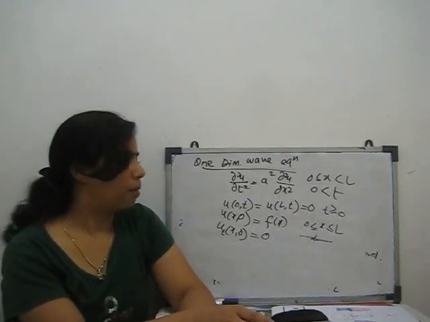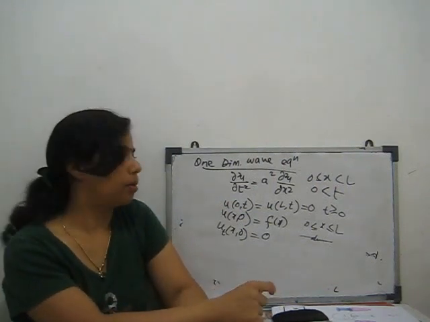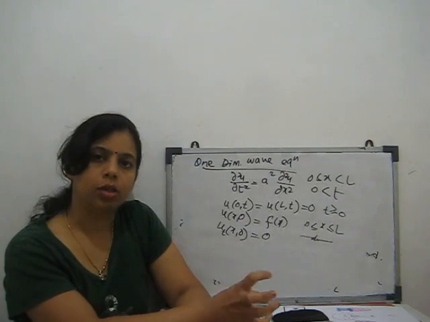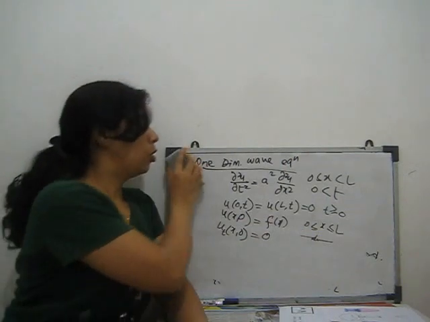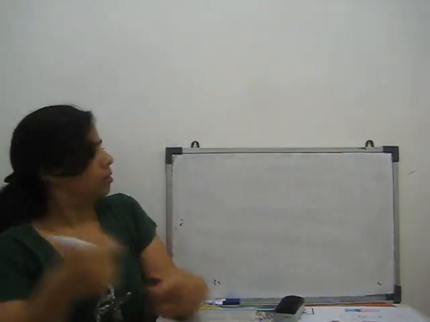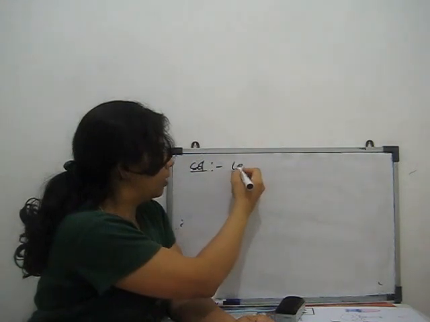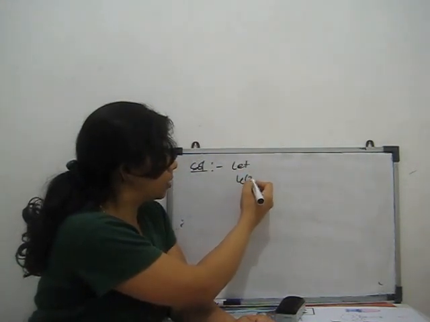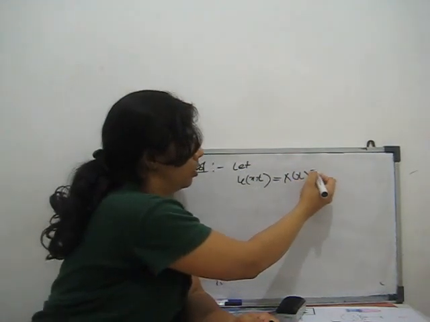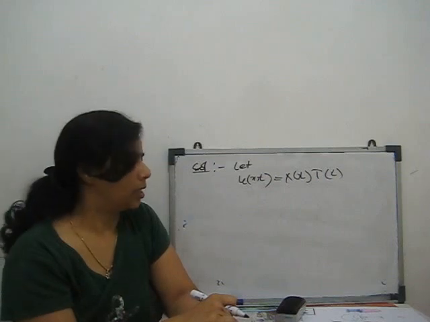Step 1: first we apply the variable separable method. For variable separable, we have to consider that our function u(x,t) is a function of x and t. So let u(x,t) be a function of x and t.